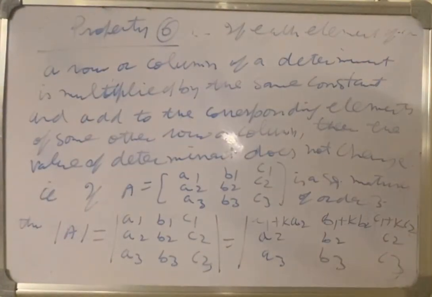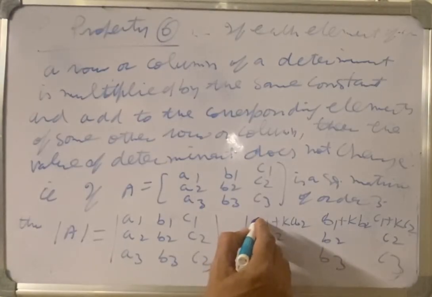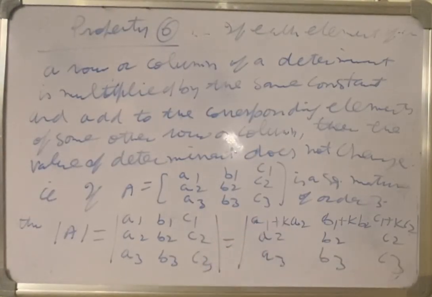You can expand this left hand side, A1 B1 C1, A2 B2 C2, A3 B3 C3, and this right hand side. You will find that their values are the same. So in this way you can verify this. So that's all. In the next video we shall also take some more properties of determinants.